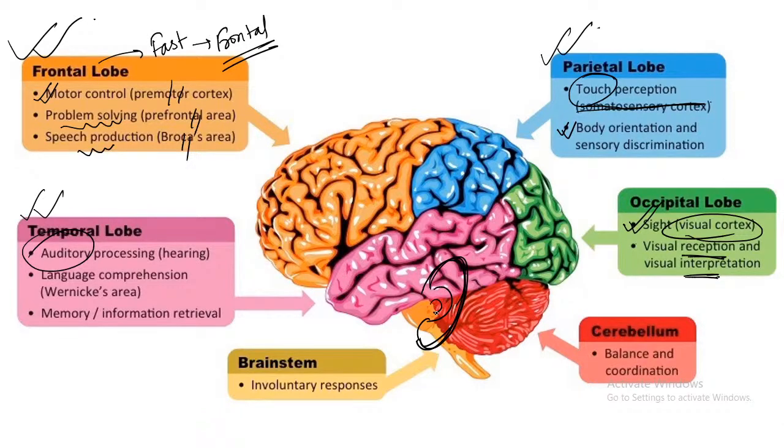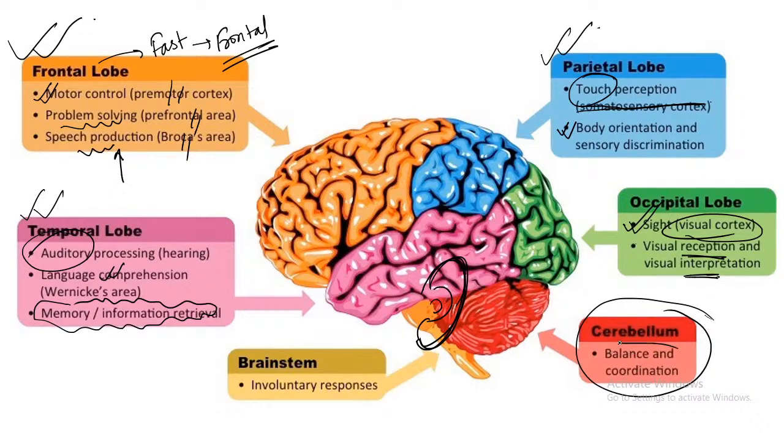And it comprehends the languages. Like, so speech is synthesized by the frontal lobe, but understanding of the speech, like what the person just said, that is done by language comprehension. And now if you are able to understand whatever I am trying to say, your temporal lobe is working fine. Okay. And temporal lobe has some role in memory and information retrieval.